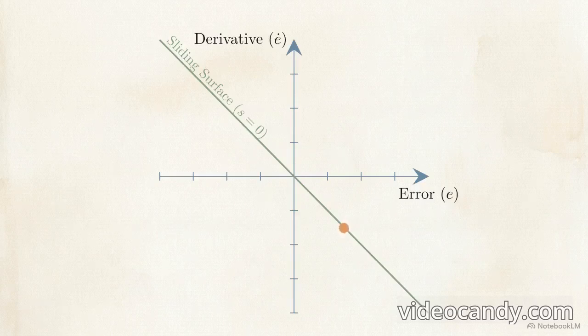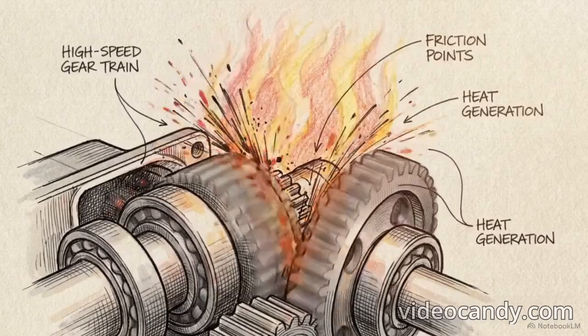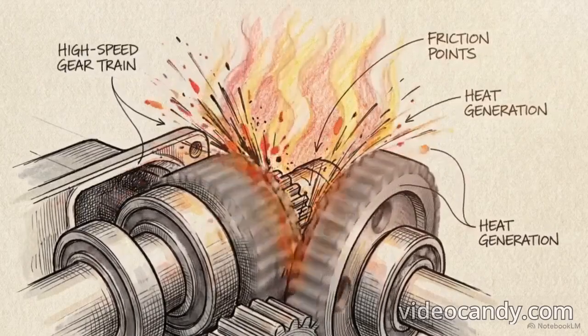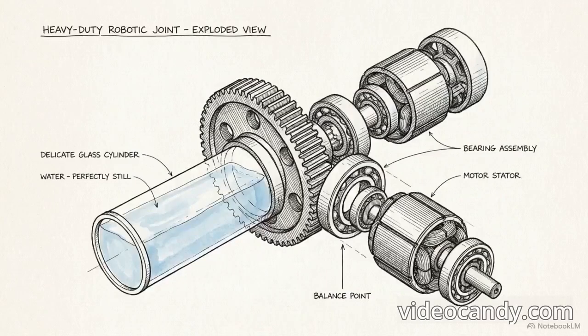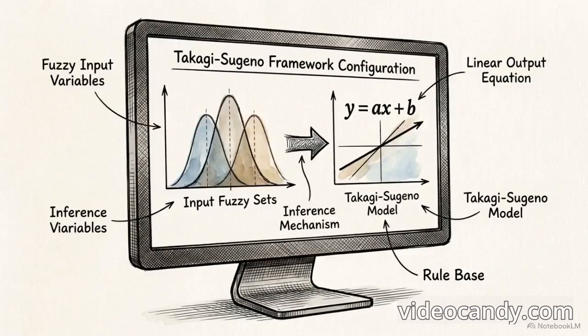At a high magnification, we can see that the state is not moving smoothly along the line. Instead, it is zigzagging back and forth across the surface at a very high frequency. While this high-speed switching provides disturbance rejection, it introduces mechanical stress and heat that can damage the amplifier and the motor's gear train. Sliding mode fuzzy control, or SMFC, is an architecture that combines these two methods. It seeks the robustness of SMC without the associated mechanical chattering.